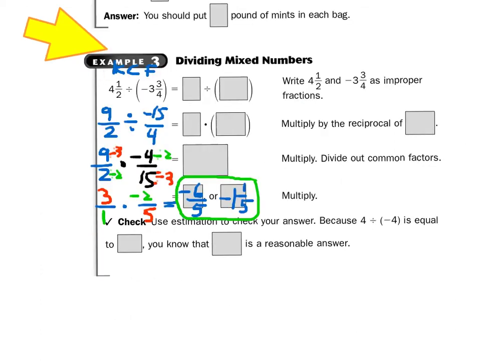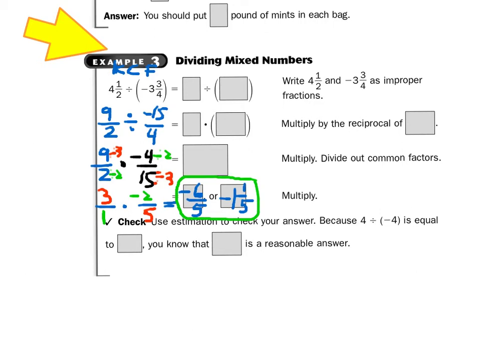Okay, let's look at example 3, dividing mixed numbers. We have 4 1/2 divided by -3 3/4. The first thing we have to do is make these mixed numbers turn into improper fractions. So starting at the 2, 2 times 4 is 8, plus 1 is 9. So I write it as 9 over 2. I keep the division sign, and then start at the 4. 4 times 3 is 12. 12 plus 3 is 15 over 4, but I bring down that negative, so it's -15 over 4.